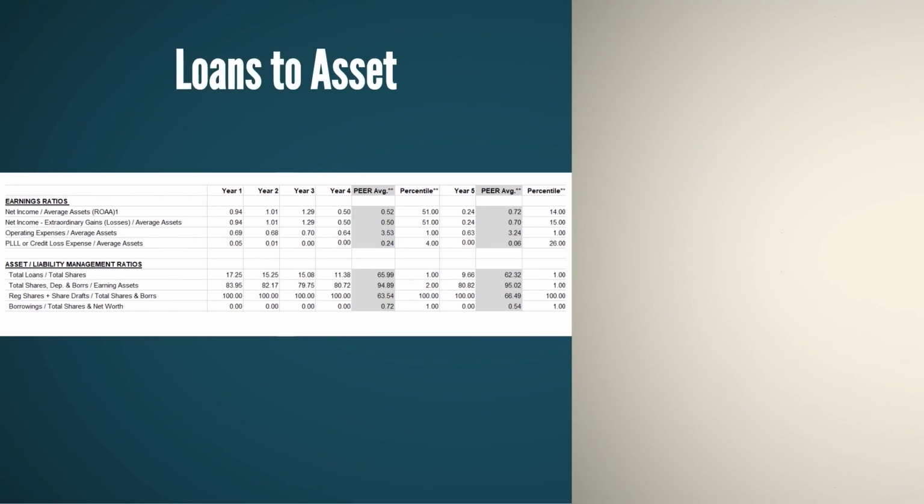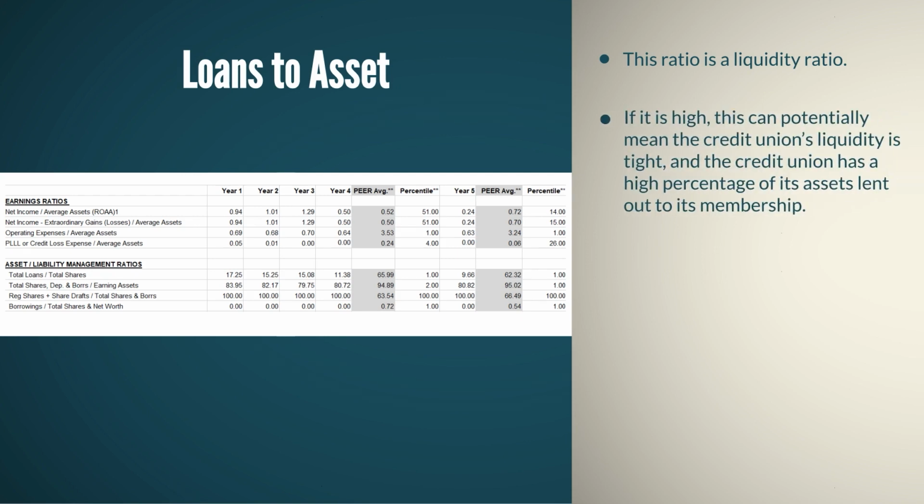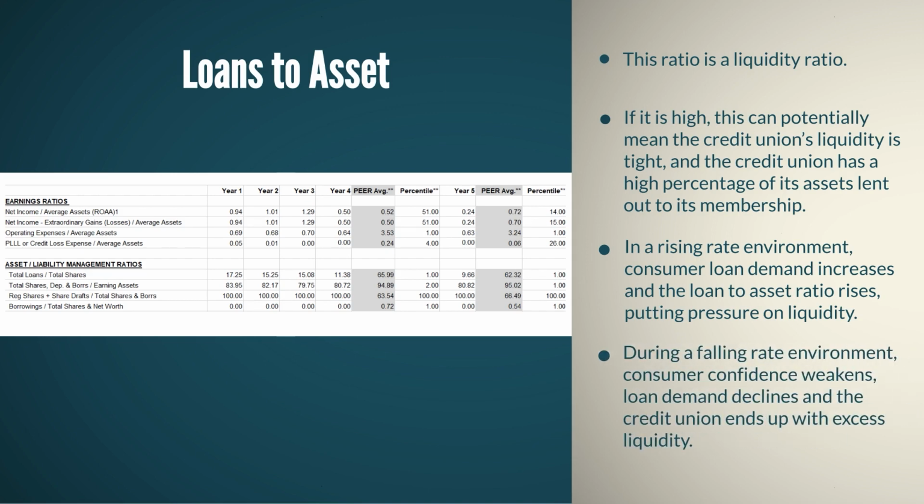Next up on our list is the loans to asset ratio. This ratio is a liquidity ratio. If it's high, this can potentially mean the credit union's liquidity is tight and the credit union has a high percentage of its assets lent out to its membership. Typically, in a rising rate environment, consumer loan demand increases and the loan-to-asset ratio rises, putting pressure on liquidity. On the other hand, during a falling rate environment, consumer confidence weakens, loan demand declines, and the credit union ends up with excess liquidity.